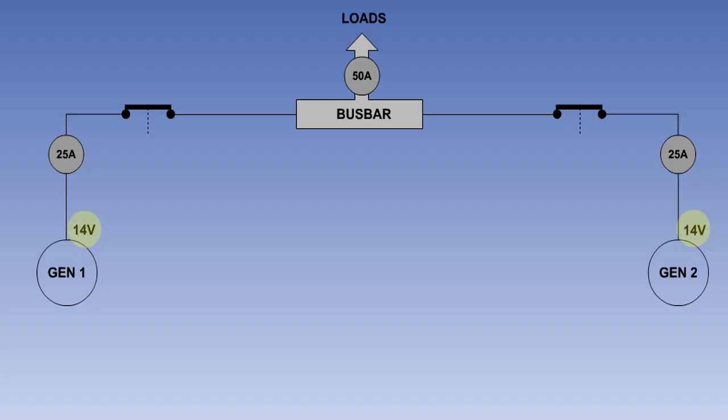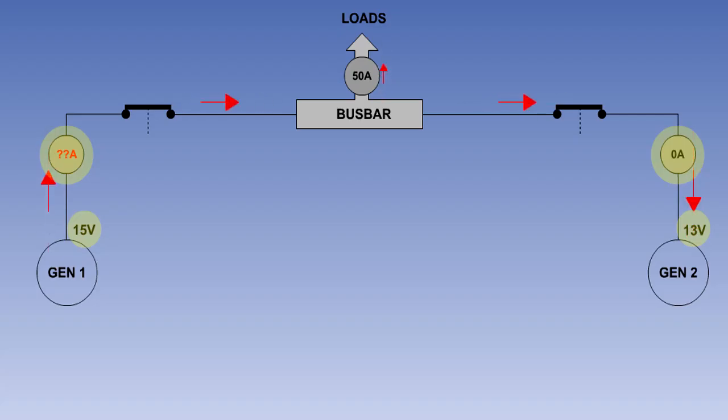To achieve load sharing, the output voltage of each generator must be exactly the same. If there is any difference in the voltage between the generator outputs, then the generator with the higher voltage will supply all of the loads. And in systems using DC generators, current will flow from the generator with the higher voltage into that with the lower. This is known as a recirculating current.